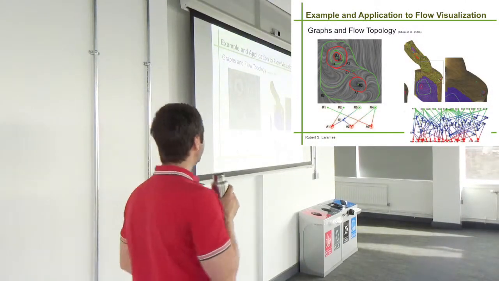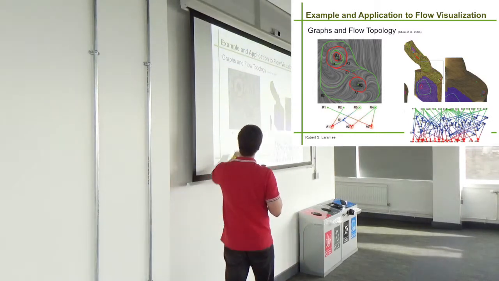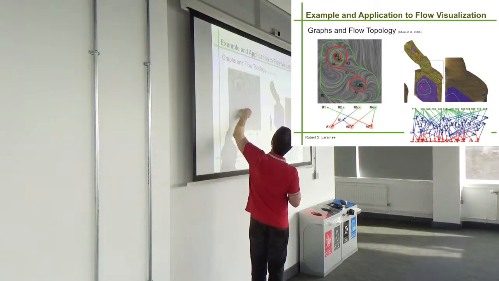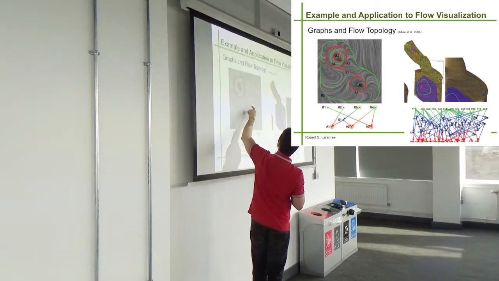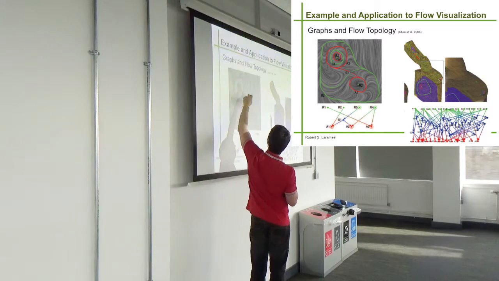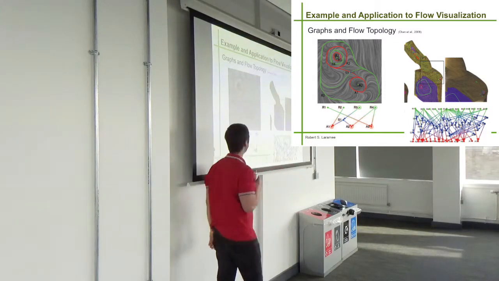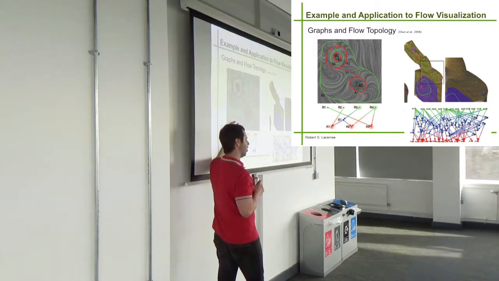Here's a topological view of flow, the vector field. These are critical points, sinks and sources, and then they have connections. This is a recirculation zone. It's connected to something called a saddle point, and it's connected to another recirculation zone. And then that's the graph embedded inside the geometry.